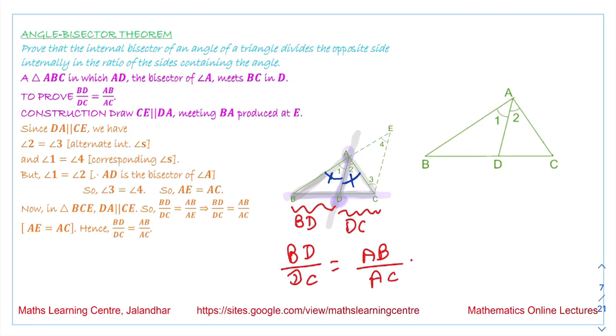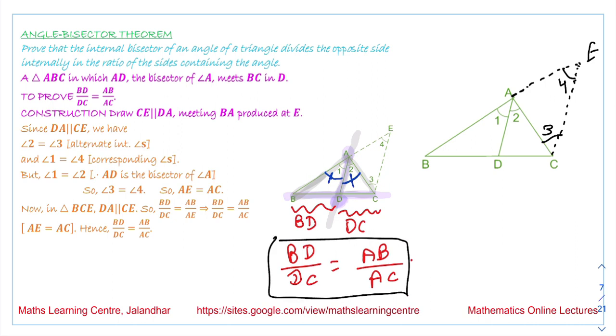To prove this, we are going to do the construction over here and we have drawn CE parallel to DA. This is CE, which is parallel to AD, and AB produced meets it at the point E. We have named this angle as angle 3 and this angle as angle 4. Now we have to prove this result.